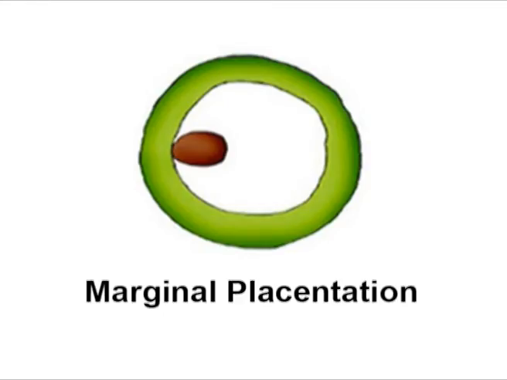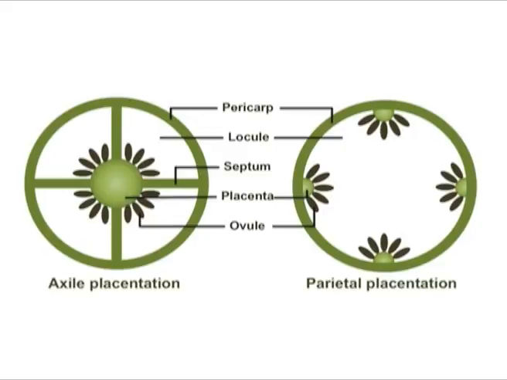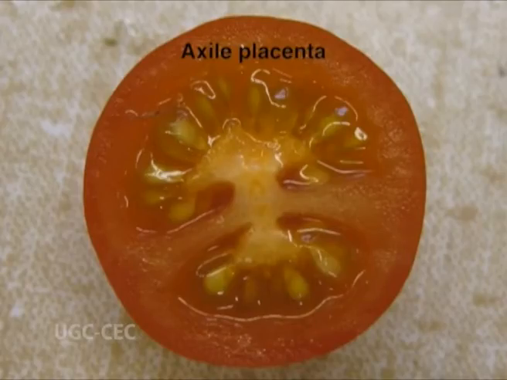Marginal placenta is a condition in which the ovules are borne on a ridge along the ventral suture of the ovary, forming 2 rows, like in pea and beans. Many simple pistils usually have marginal placenta. When the placenta is axile and the ovules are attached to it in a multilocular ovary, it is called axile placenta, like in hibiscus.